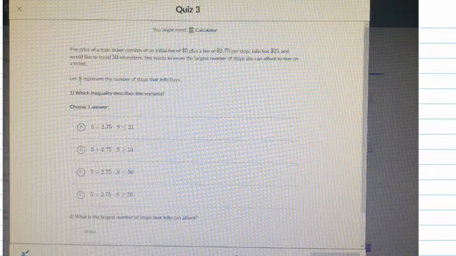A little bit hard to see here, but I think we've done this one before, actually. The price of a train ticket consists of an initial $5 fee plus a fee of $2.75 per stop. Julia has $21 and would like to travel 50 kilometers. She wants to know the largest number of stops she can afford to buy on a ticket.